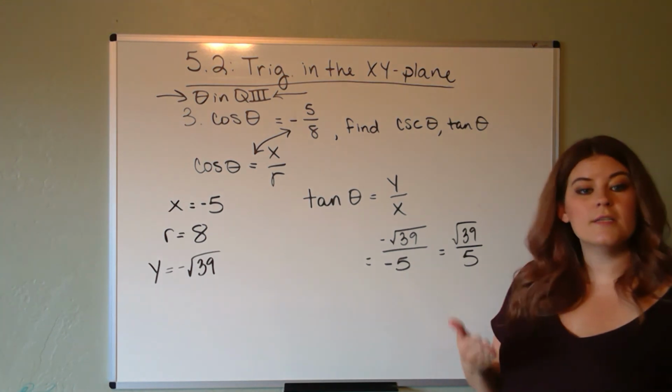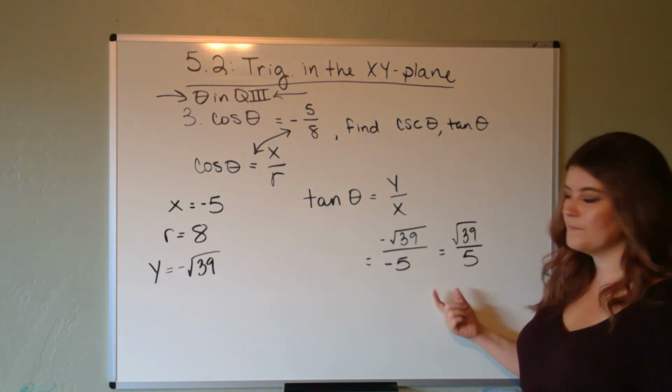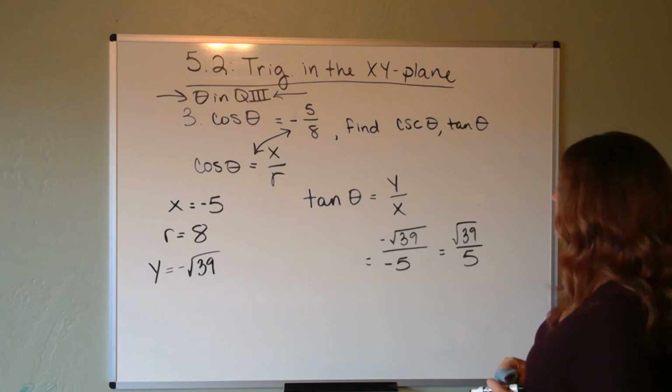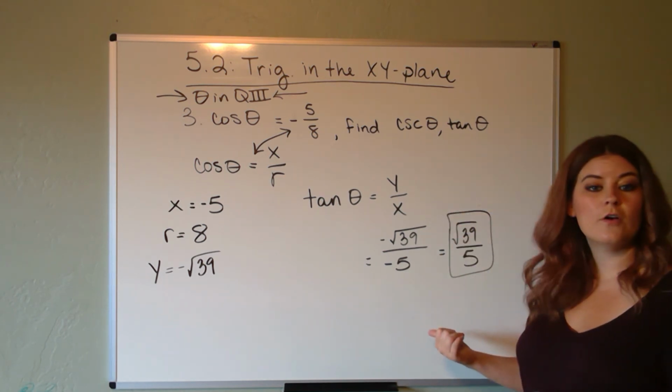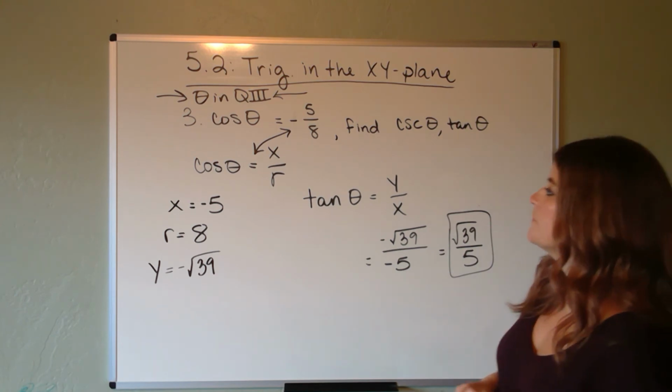No rationalization necessary because we don't have a root in the bottom. Remember, it can be in the top. So here's the answer for tangent. So we found all we needed to know on this problem.